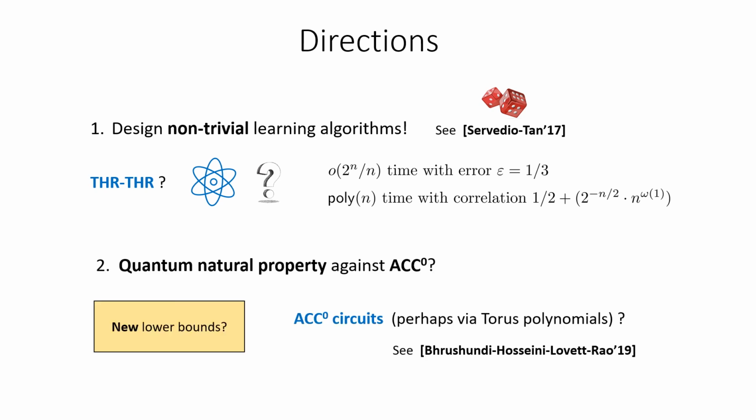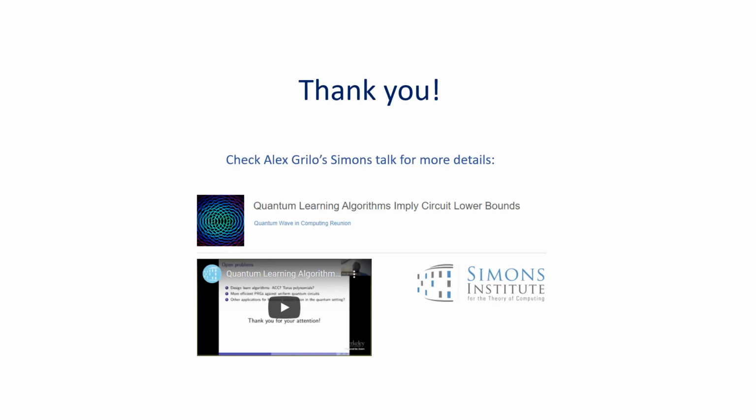And secondly, what is the power of quantum natural properties? And is there one against the class of ACC0 circuits? This would also lead to new lower bounds, and there might be some ways of approaching this question.